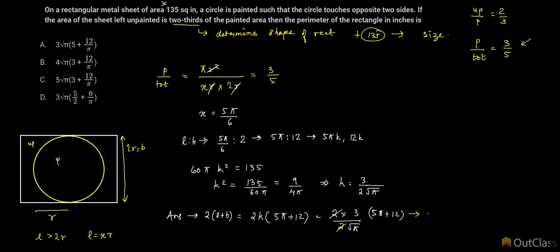I am going to multiply and divide by pi to make it 3 root pi into 5 plus 12 by pi. 3 root pi into 5 plus 12 by pi. First option.